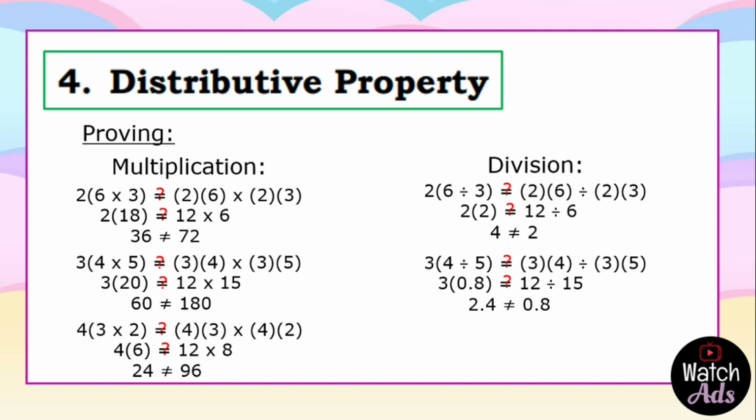Another example, 3 multiplied to the quantity of 4 divided by 5 should be equal to, if 3 is distributed in 4 and 5. Now that gives us a final answer of 2 and 4 tenths, which is not equal with 8 tenths. For our last example, we tried to distribute 4 to 3 and 2, and it also gave us the answers that are not equal. Therefore, the distributive property is not applicable in division.